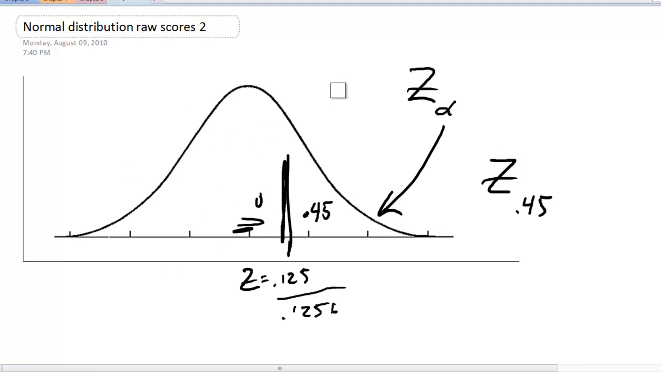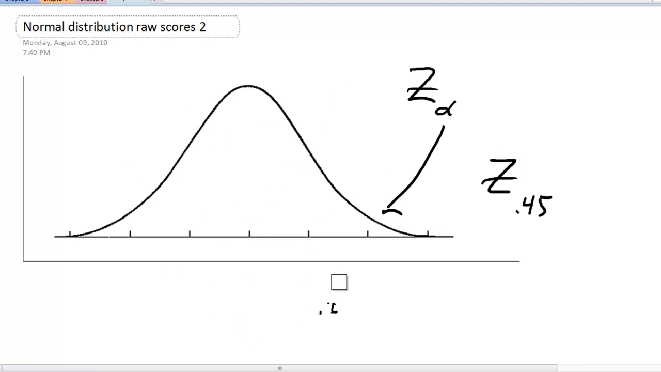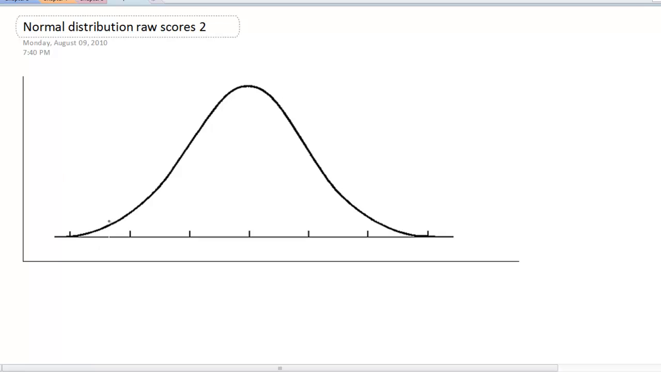Let's do another one. If I want to know what cuts off the bottom 20%, let's say that this is the bottom 20%, 0.20, then 0.80 is over here. If I'm doing it with the table, I'm looking at 0.200. If I'm doing it with the box, with the alpha, I'm looking at 0.80. Let's do it with both again.